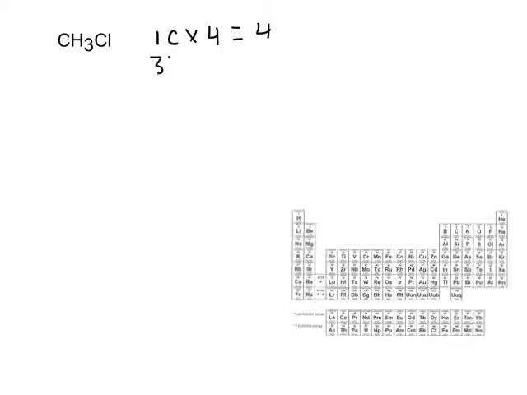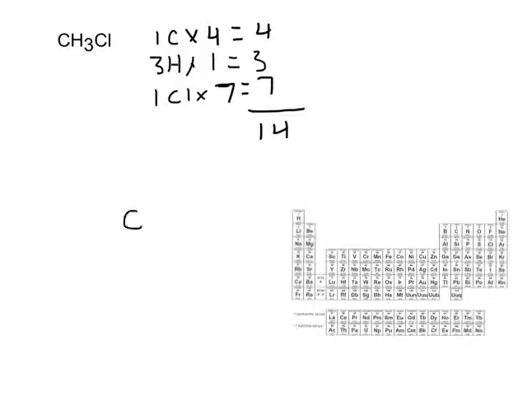I have 3 hydrogens times 1. And I have 1 Cl times 1, 2, 3, 4, 5, 6, 7. So my total valence electrons in the structure should be 14. At this point, I want to say this guy is going to go in the center because it has the fewest valence electrons except for hydrogen.